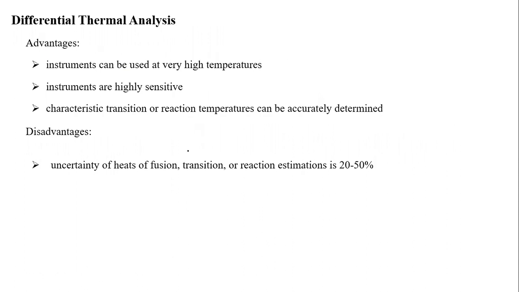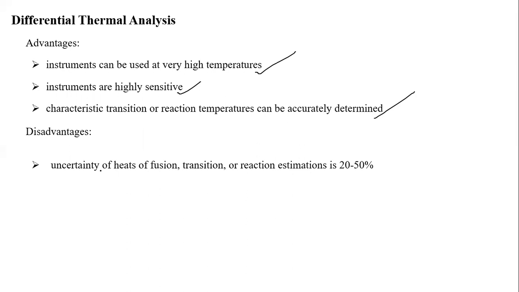Now, continuing, what are the advantages of DTA, that is differential thermal analysis? The instrument can be used at very high temperatures. There is no problem with the instrument, because generally in soil science, instruments are very sensitive and we should take great care of their sensitivity. But in this instrument there is no problem. We can go to very high temperatures, and even at high temperature the instrument remains very sensitive. We will get a very accurate analysis. Characteristic transition and reaction temperatures can be accurately determined.